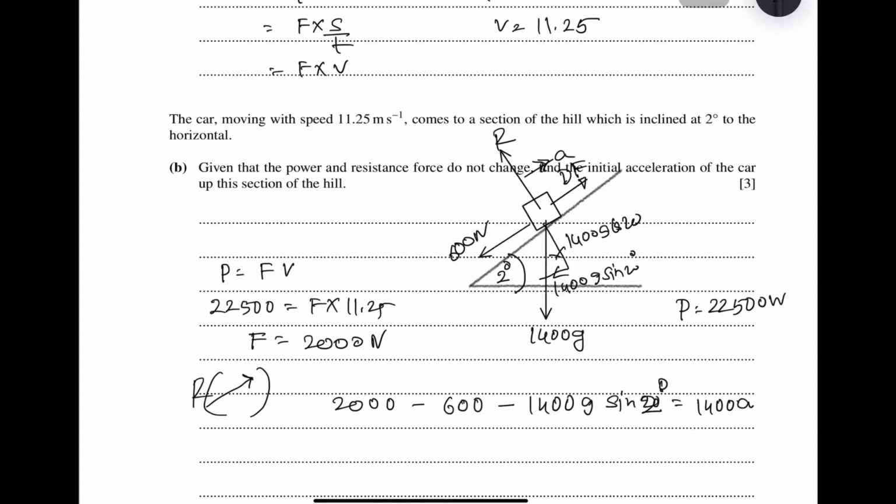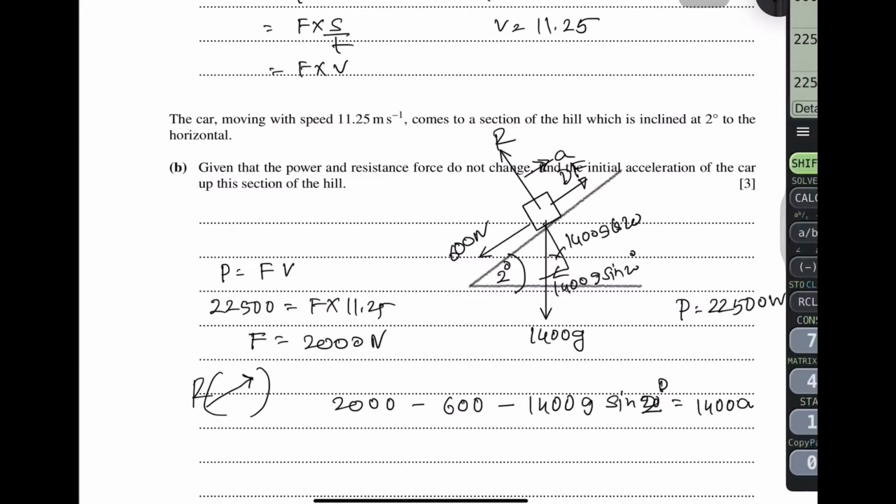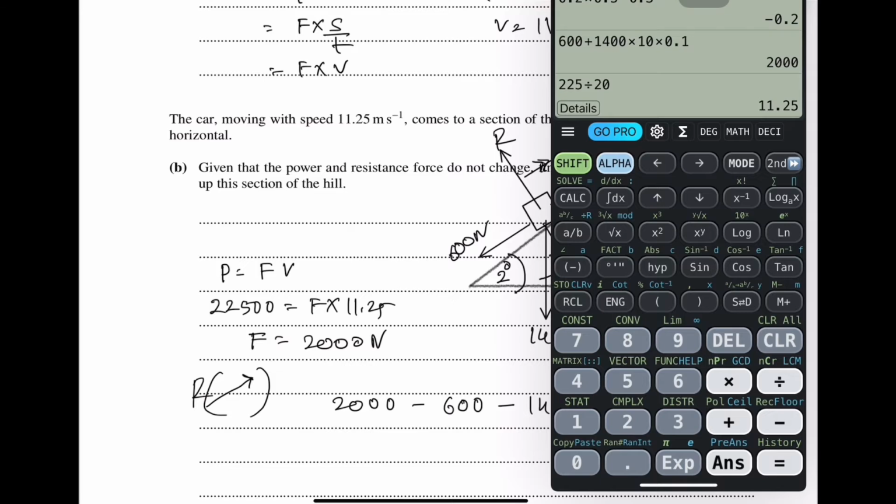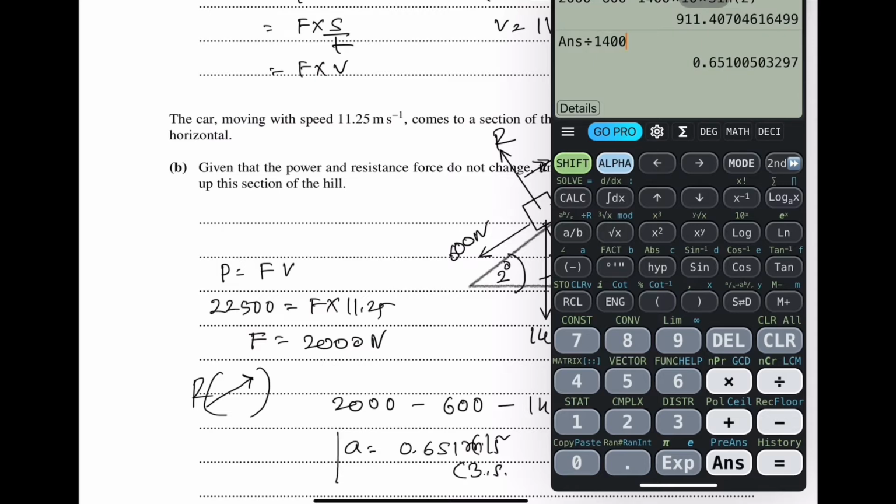Now let us simplify with the help of a calculator. Acceleration will be 0.3651 meters per second squared. The answer is in 3 significant figures. So this is the answer for this one.